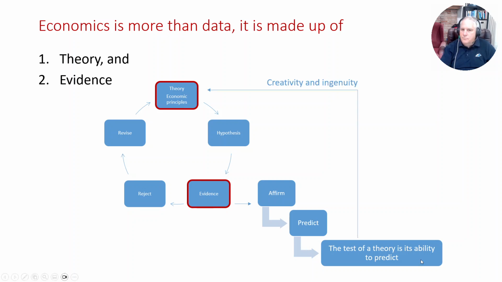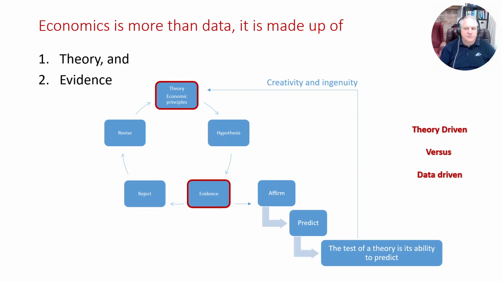Now, sometimes, even though we've affirmed our theory, creativity and ingenuity pops in, and we go back up and we revise the theory because we think we can make it better. And we go through the cycle again. Can this theory explain a little bit better than the old theory, and so forth? And that's kind of how science advances. So clearly, we are theory driven versus being data driven.